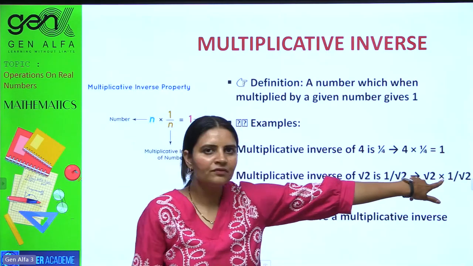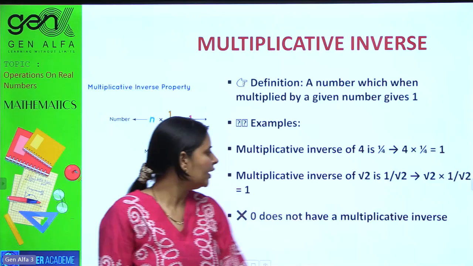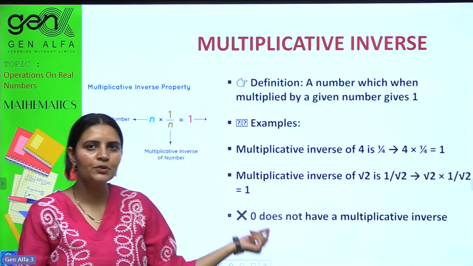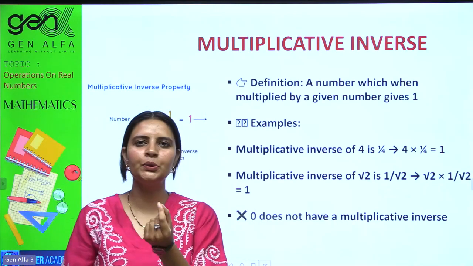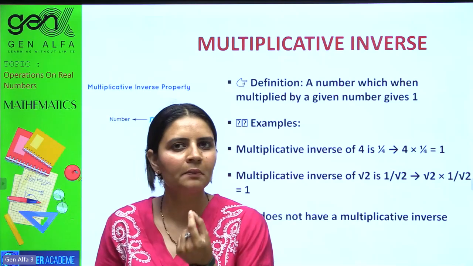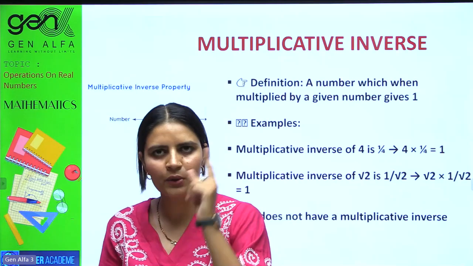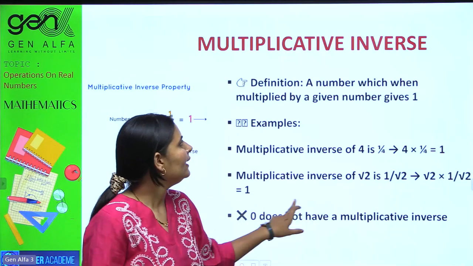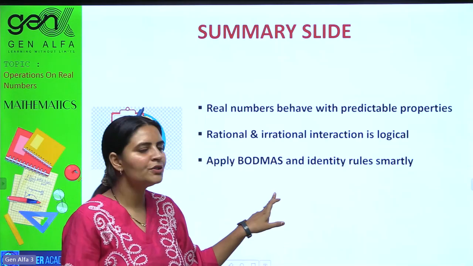See, the multiplicative inverse is applied over here. You are getting the multiplicative identity. So that is your proof. Whenever you are doing your sums, if you are getting the multiplicative identity, you are going the right way. Now it's time to do an activity.